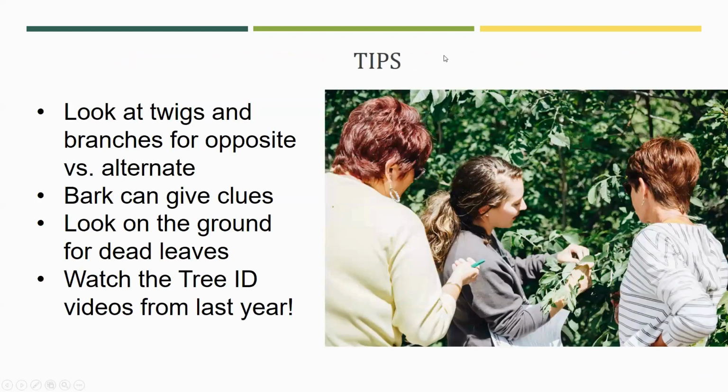I will give you some additional tips. I mentioned a couple of these, but look at the twigs and look at the branches for opposite versus alternate. That is going to really hone you in on a specific set of trees. The ones I have listed here are the most common ones I could think of in communities in North Dakota. That doesn't mean it's all encompassing. But those twigs and branches can give us a lot of clues. The bark can give us a lot of clues. Again, look on the ground for dead leaves, for seeds on the ground, things like that. And then again, watch the tree ID videos that I put together last year because they have a lot more information. They go into a lot further detail on these tree ID tips.